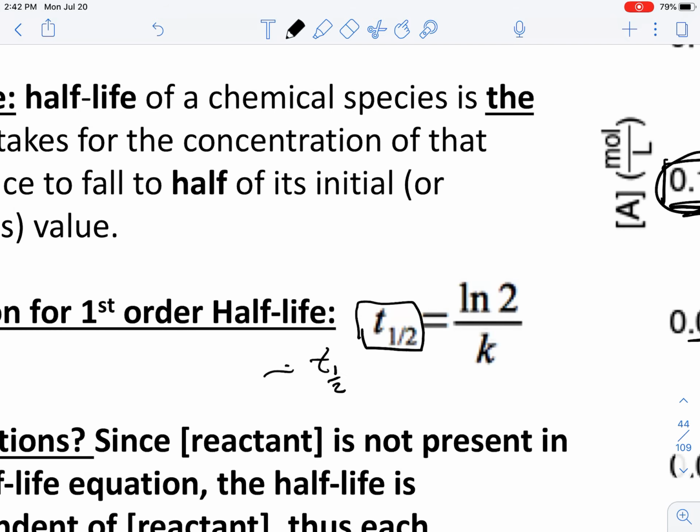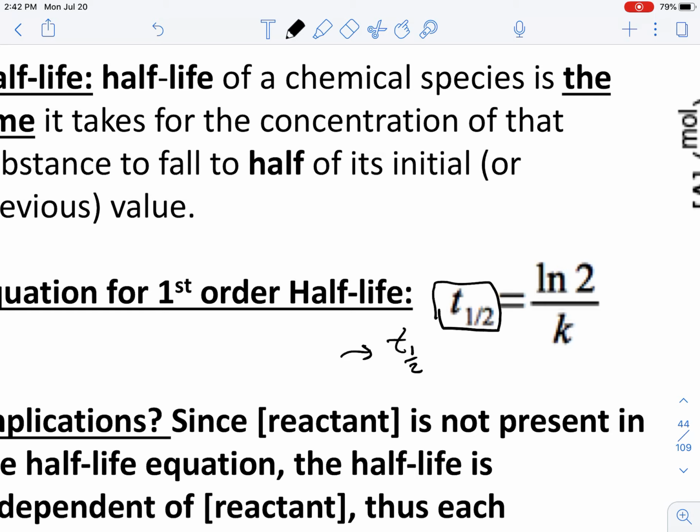This is describing the half-life, the time it takes for the initial concentration, or the original concentration, to reach half of its original value. So T1/2 is just a symbol to represent half-life. And the unit for half-life is typically in seconds or minutes or hours. It really depends on the time scale.